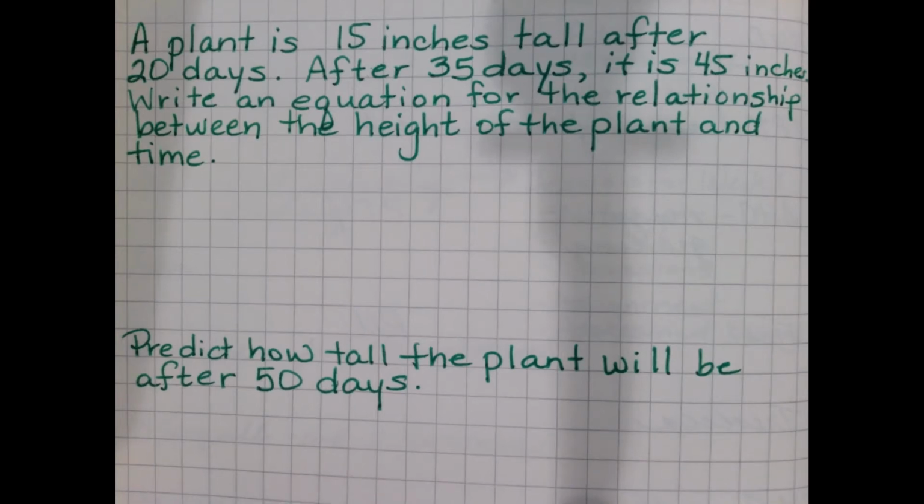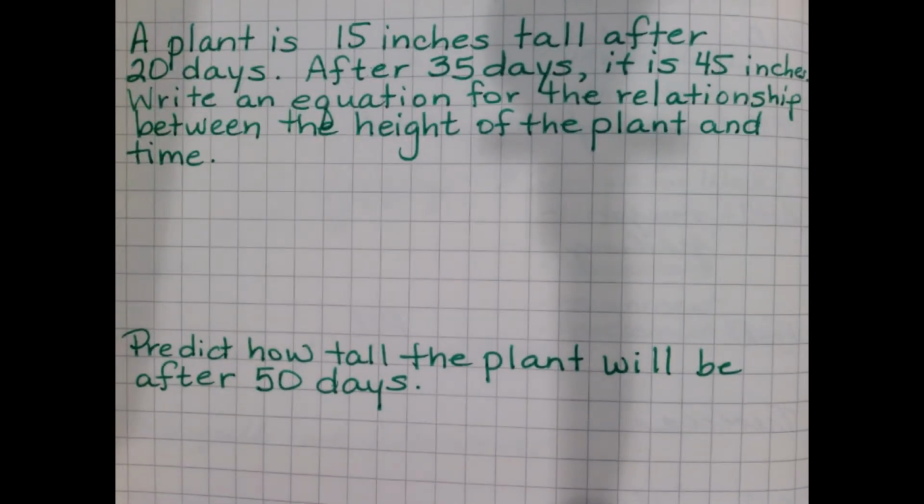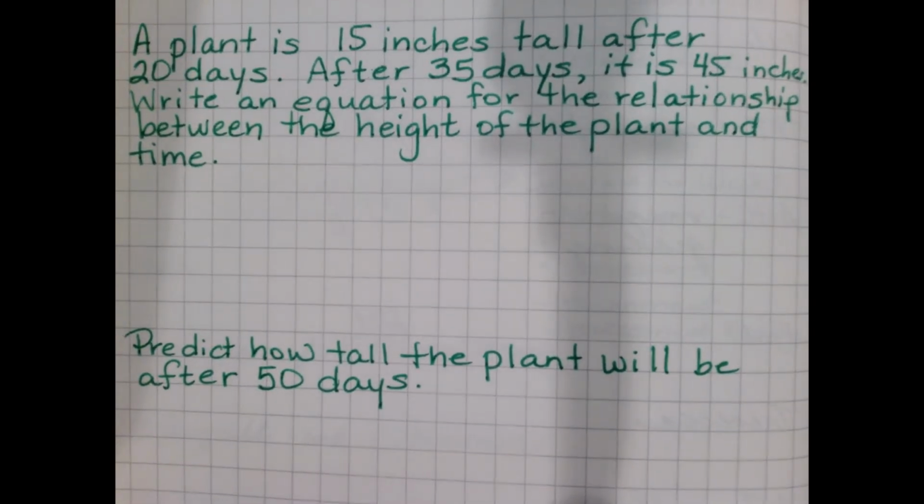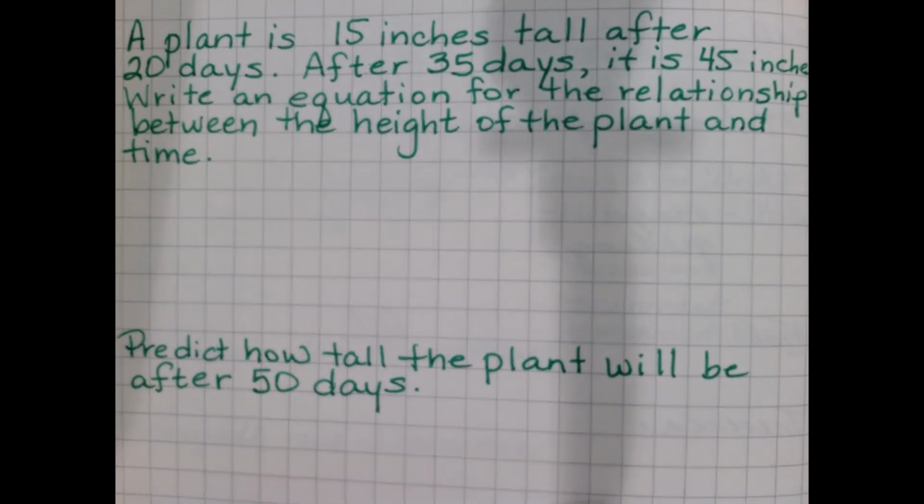A plant is 15 inches tall after 20 days. After 35 days, it is 45 inches. Write an equation for the relationship between the height of the plant and time, and then we'll predict how tall the plant will be after 50 days.